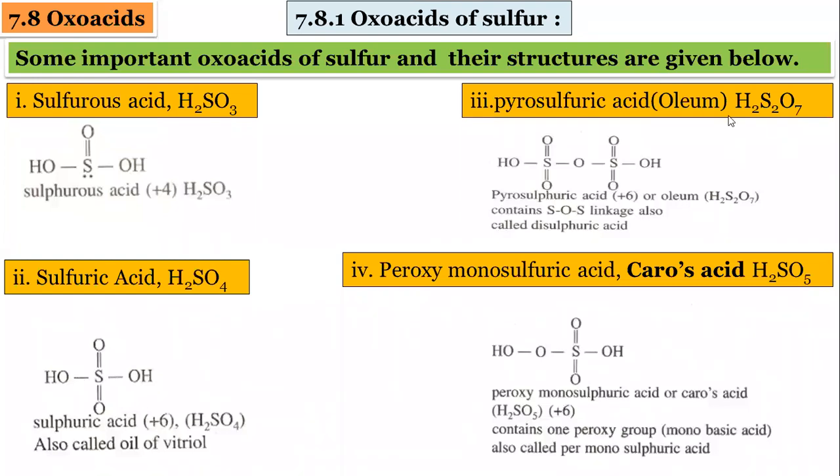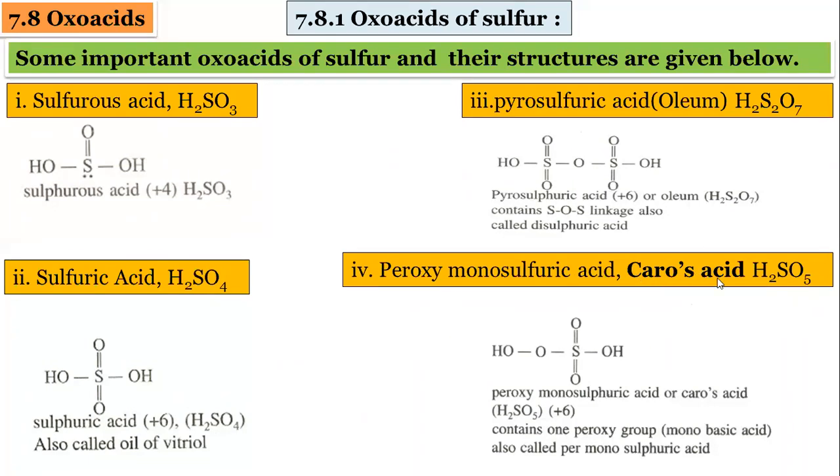Then I'm coming to oleum. This oleum is also called pyrosulfuric acid. It is H2S2O7. Sulfur has 2 double bonded oxygens. See here, 1, 2, 3, 4, 5, 6, and 7. 7 oxygens are there and 2 hydrogens are there. The 2 OH groups are on the 2 sides. This is the structure of oleum. Remember, oleum is also called pyrosulfuric acid. For the preparation of sulfuric acid, we use this oleum.